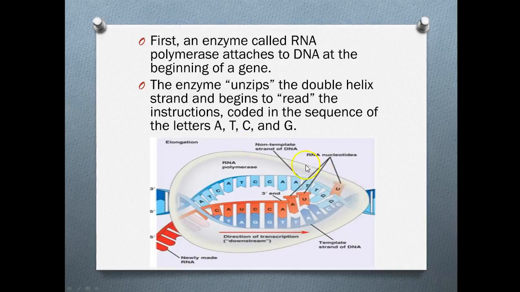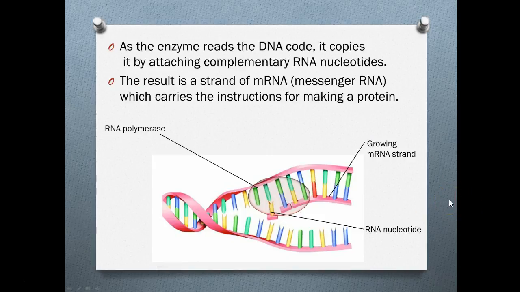So here in this diagram, this thing that looks like an egg, that's the RNA polymerase enzyme. So it's attached to the DNA, and it's going to unzip the double helix at the point of that gene and begin to read the instructions, and those are coded, of course, in the sequence of those A's and T's and C's and G's that you see here. So here's the gene that it's reading. As it reads those letters, it's going to copy it by attaching complementary RNA nucleotides.